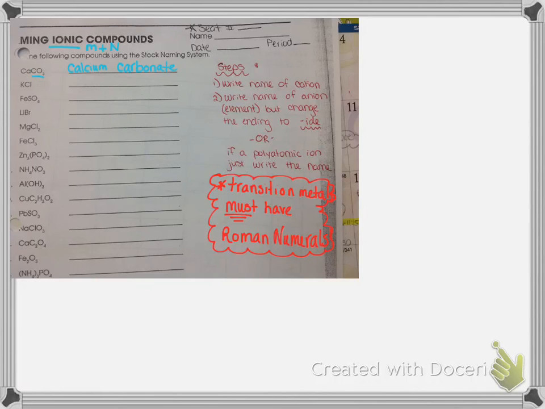Now there are a couple of different problems where you might have a different situation, and so the method you're going to use to name will change. So let's look at problem number 4 here, LiBr. Now if we want to name this compound, again, look at the steps. So first step is to write the name of the cation. That would be lithium.